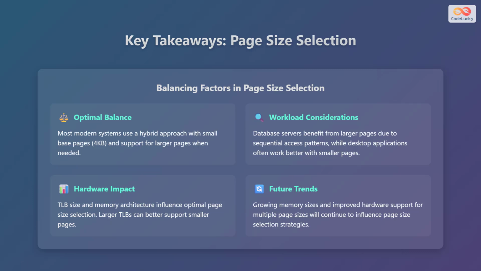Third, consider the hardware impact. Translation look-aside buffer size and memory architecture influence optimal page size selection. Larger translation look-aside buffers can better support smaller pages. Lastly, let us look at future trends. Growing memory sizes and improved hardware support for multiple page sizes will continue to influence page size selection strategies.